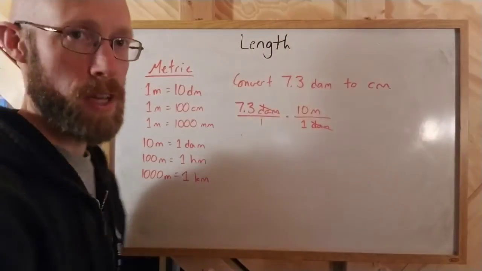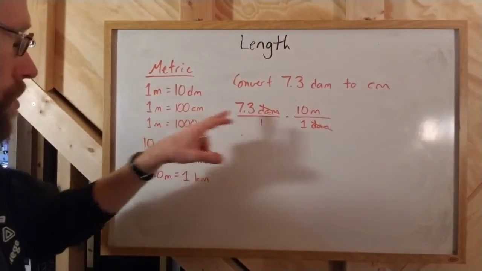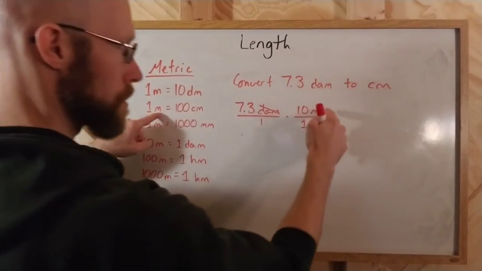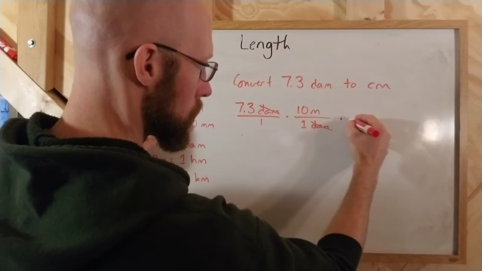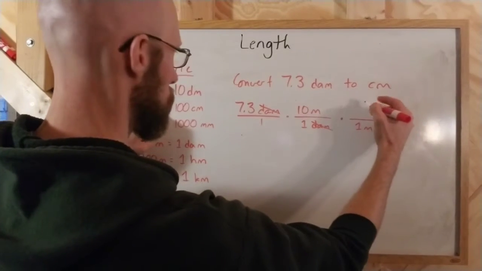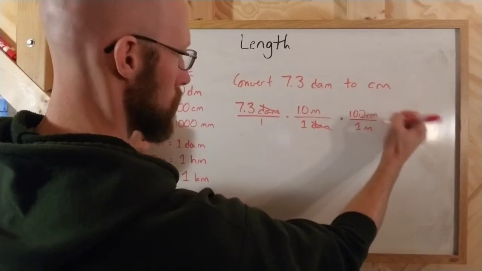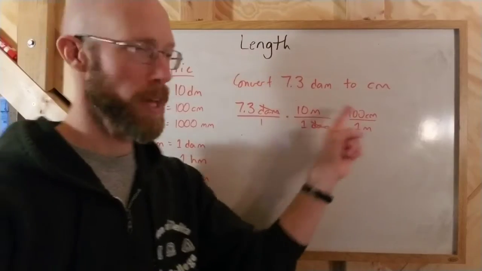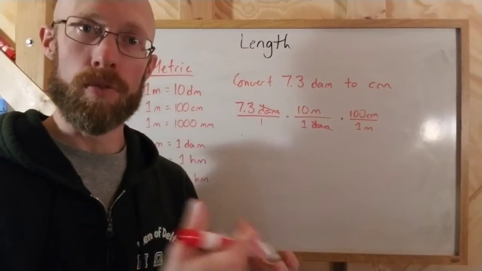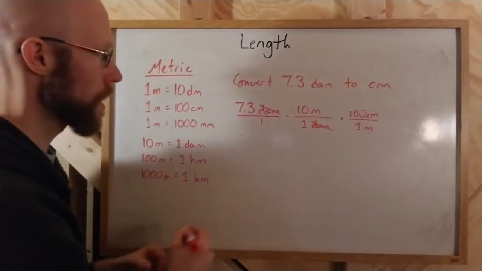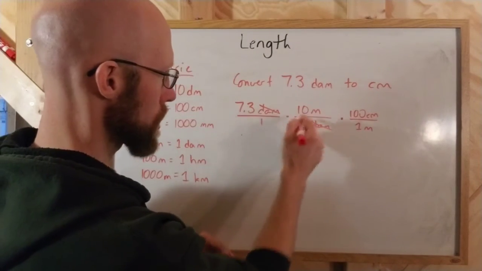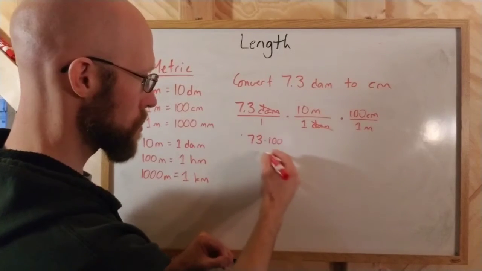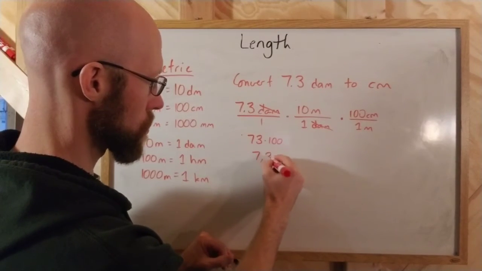Now I want to get the meters out and convert to centimeters. So I'll go from meter to centimeter. I want the meters on the bottom, so I want 1 meter on the bottom with 100 centimeters on top. Now notice I'm taking the 7.3 and I'm multiplying by different powers of 10. I'm just moving the decimal. And so 7.3 times 10 is 73, and 73 times 100 is 7,300.